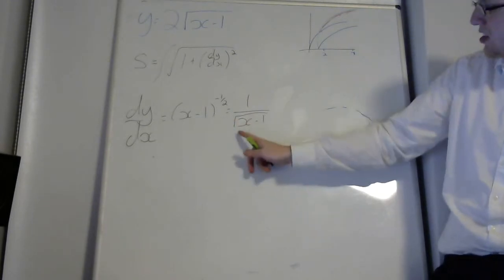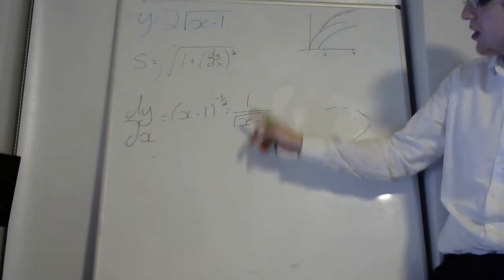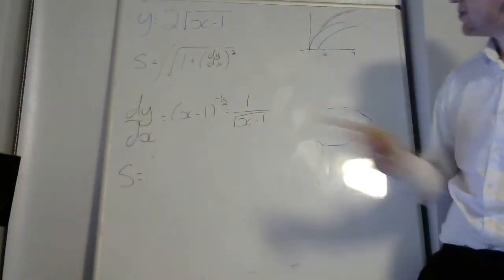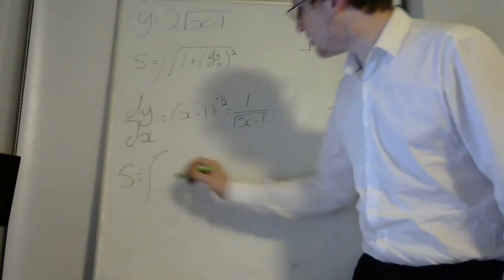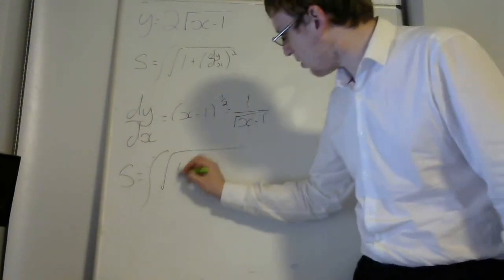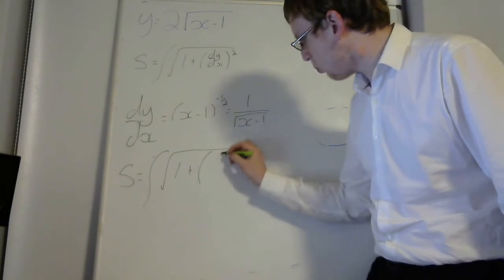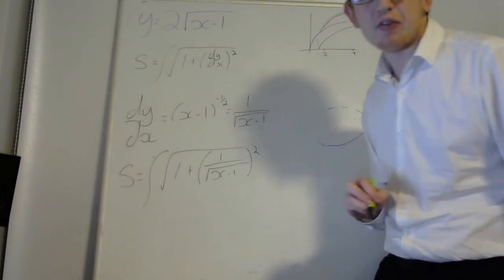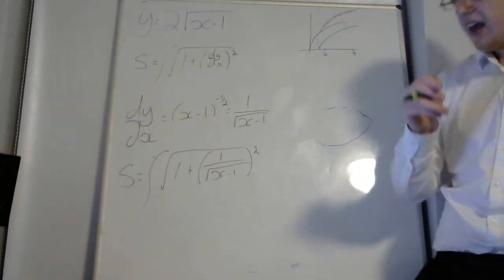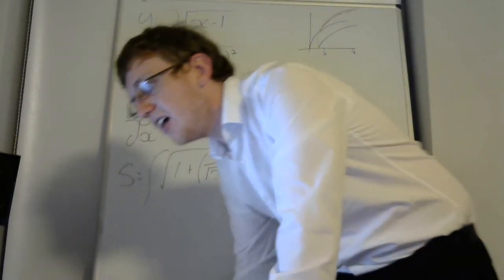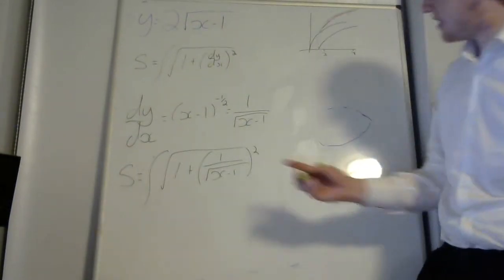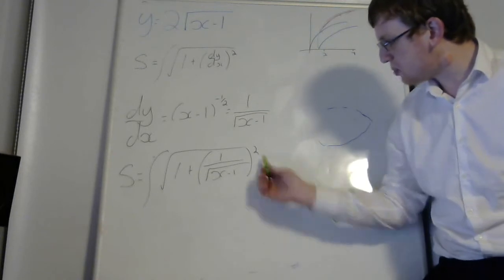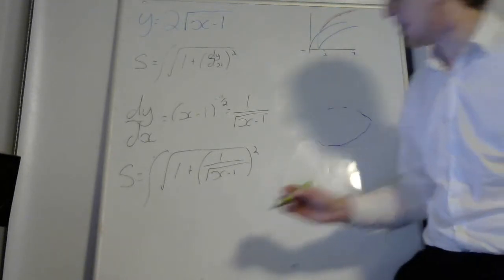So dy by dx is 1 over the square root of x minus 1. In this case, our arc length S is equal to the integral of the square root of 1 plus this squared, so 1 over the square root of x minus 1, and everything in that bracket is squared. If I go back to the exam, I can see the answer that I've got to get to. Basically, I've got to make this all one fraction. One quite nice thing is I've got this square root, but I'm going to square it as well. That's going to be quite nice. I'm going to do that now.